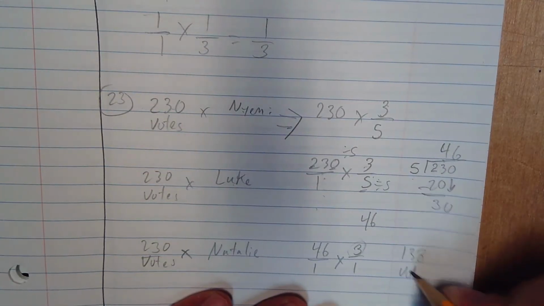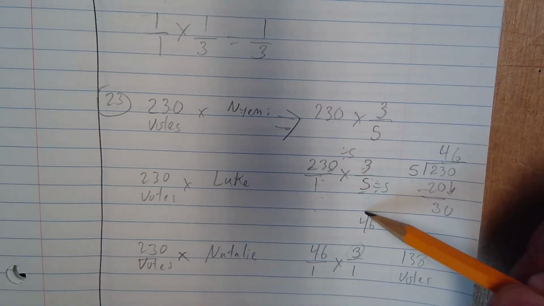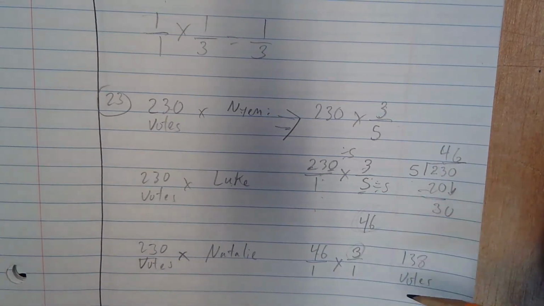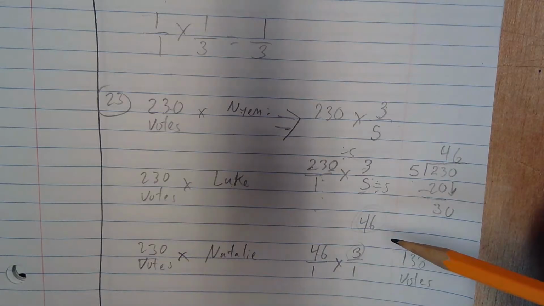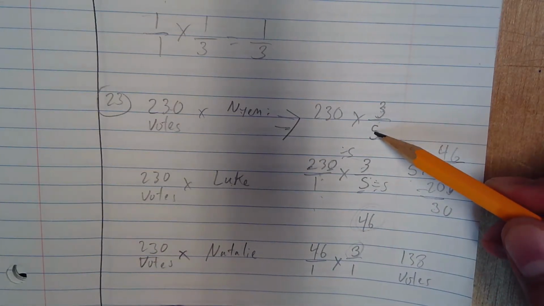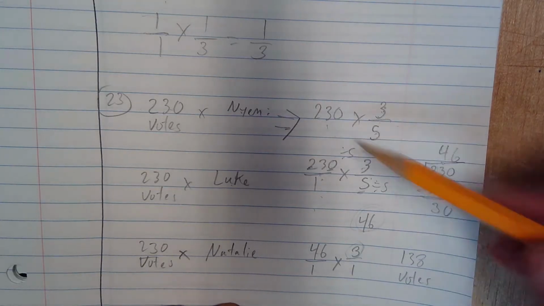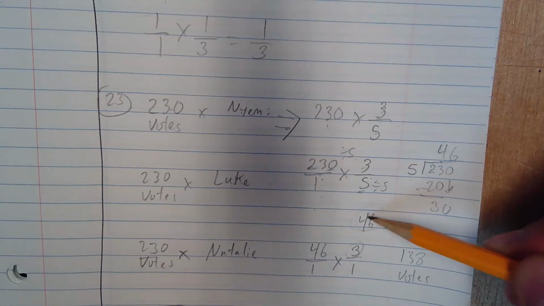That makes more sense. Again, look at this. How did I know that this wasn't right? 46. How did I know that? Why did I say, oh, I made a mistake? 3/5. That's more than half. That's more than half. Half of this would be 115. This is nowhere near that. That's how I know I'm off.